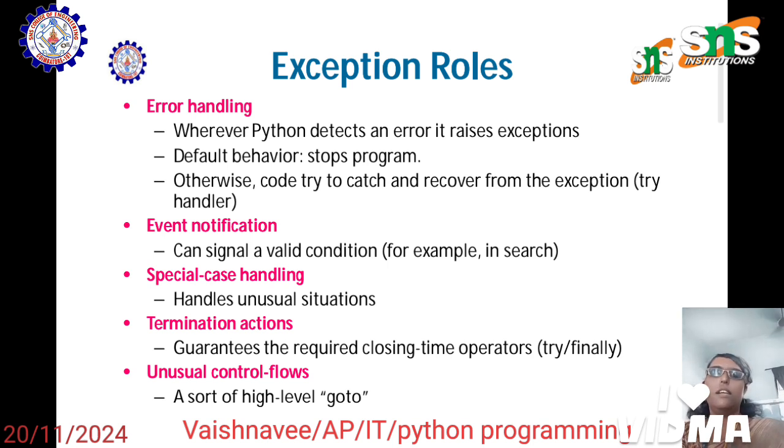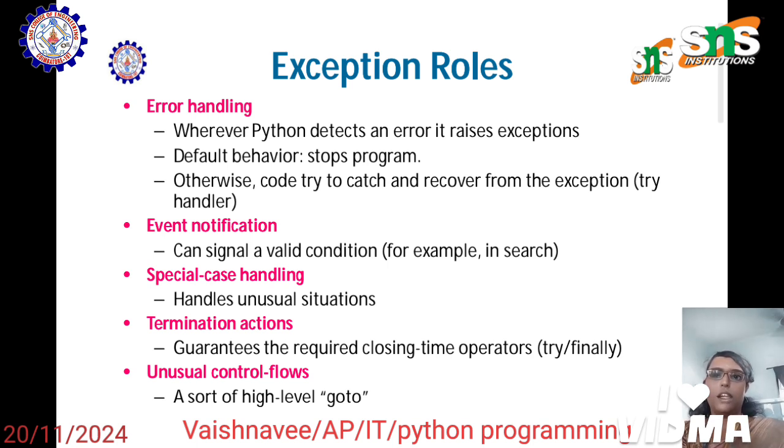Event notification can signal a valid condition. For example, in search. Special case handling handles unusual situations. Termination actions guarantee the required closing operations, that is try and finally. Unusual control flows, a sort of high level goto.